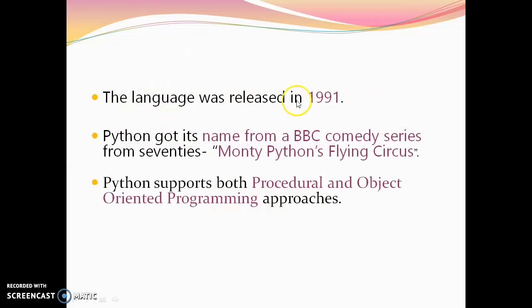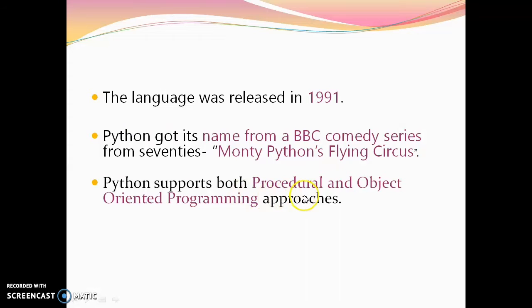The language was released in 1991. Python got its name from a BBC comedy series from the 70s. So why did the developer give the name Python? The name Python comes from the BBC comedy series from the 70s. The series name is Monty Python's Flying Circus. From this series the name Python was taken for this language.